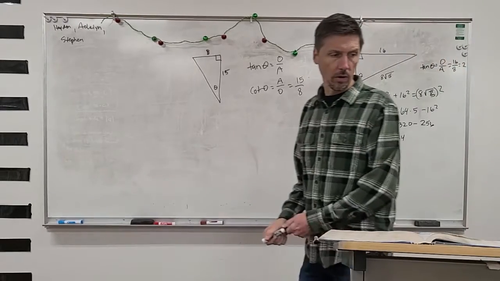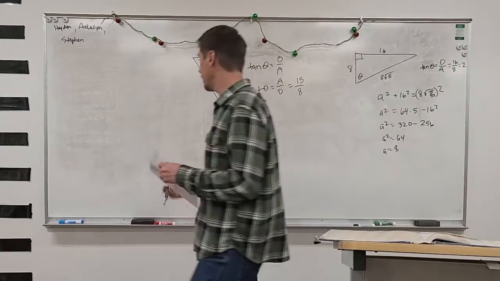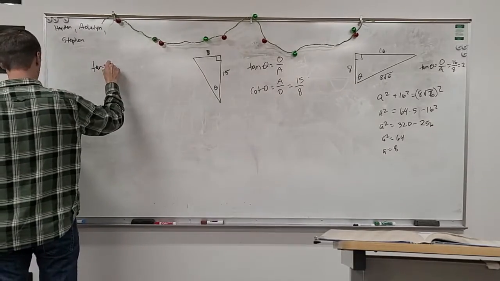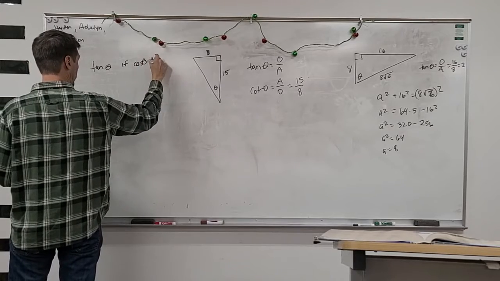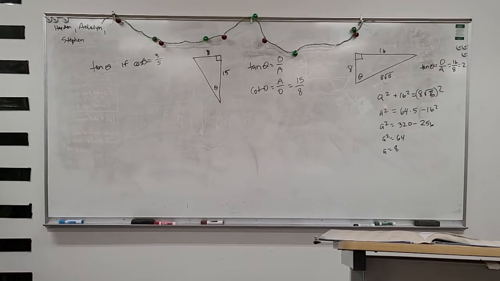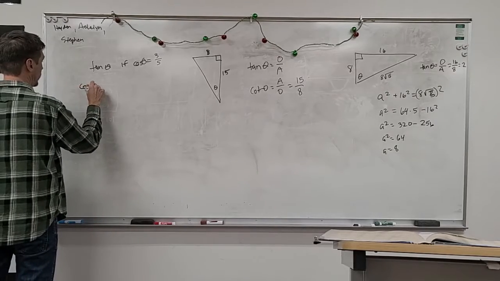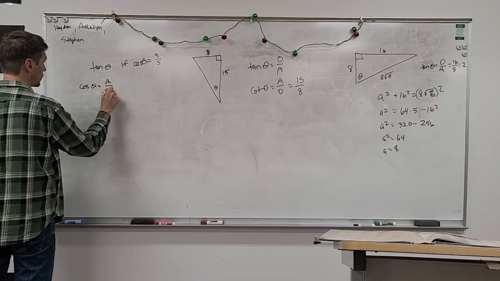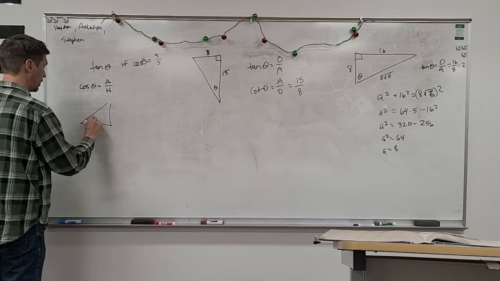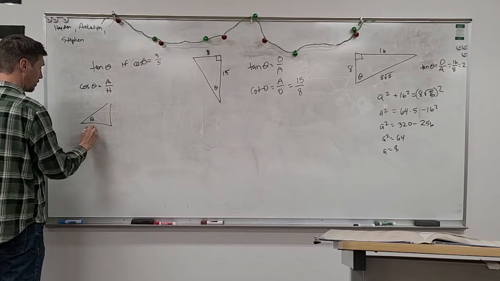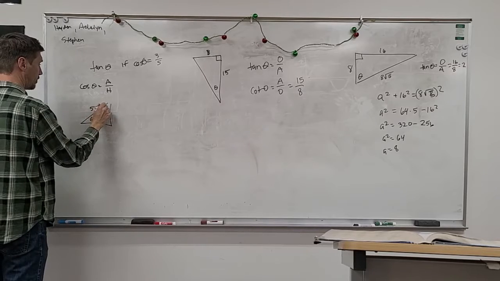All right, what about 64? Find the tangent of theta if cosine of theta equals 3 over 5. How am I going to do that? Cosine is adjacent over hypotenuse. So what you should do is build a triangle where we have theta right here. The adjacent side is 3, the top number of the fraction, and the hypotenuse is 5.